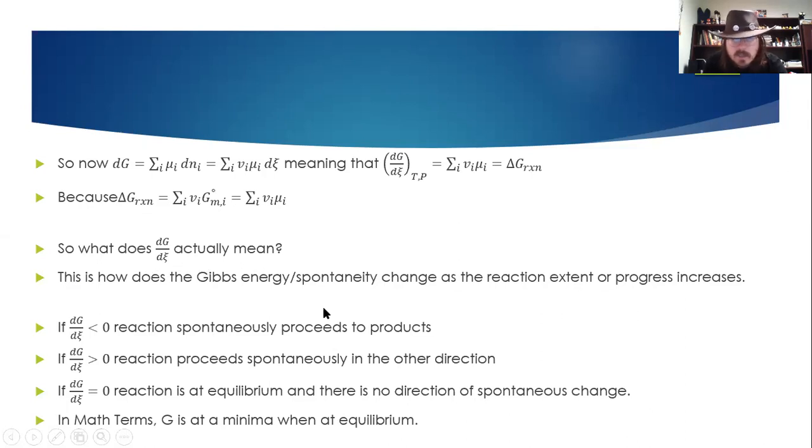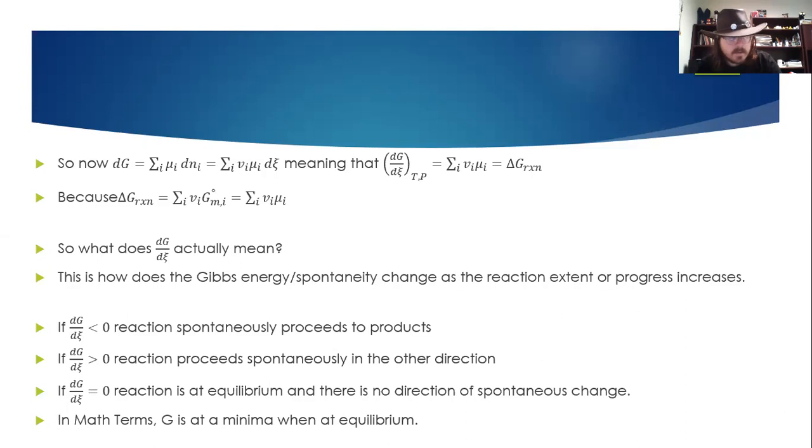It's saying, how does the Gibbs energy, which is a way of modeling the spontaneity or even the maximum work potential that we can get out, how does this spontaneity, this work potential, change as the reaction goes forward? So if the Gibbs energy is less than 0, negative, as xi is going forward, the reaction is spontaneously proceeding towards products. If Gibbs is going negative as xi is going up, then it's going to keep producing products.